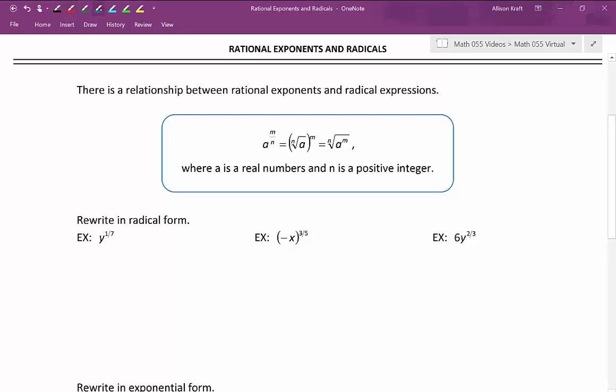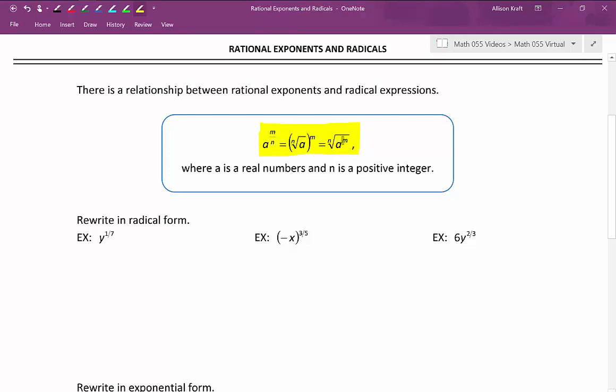This video discusses the relationship between rational exponents and radical expressions. A rational exponent is simply an exponent that is a fraction. There is a way that we can rewrite something with a rational exponent as a radical.